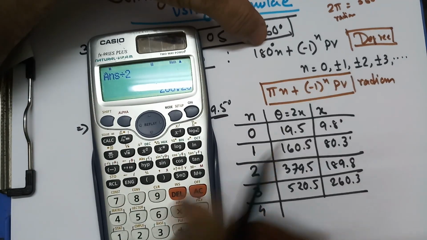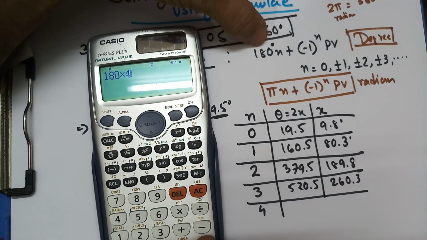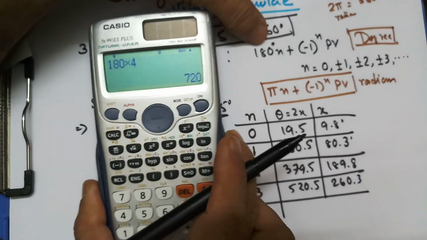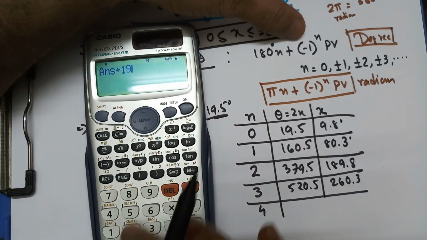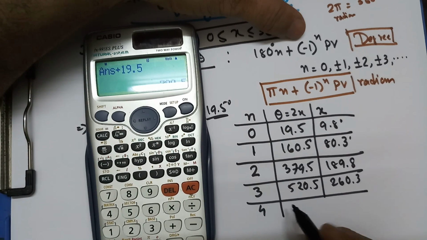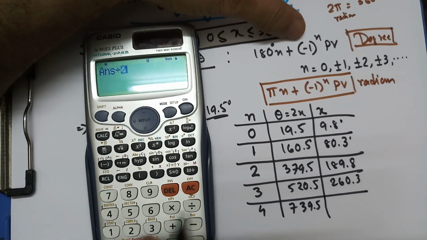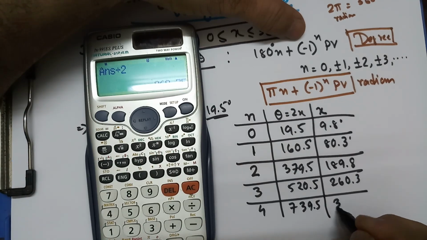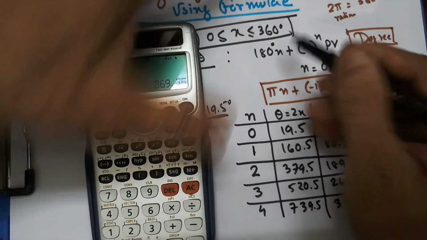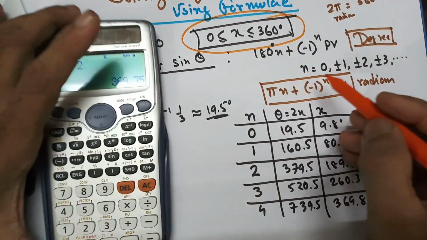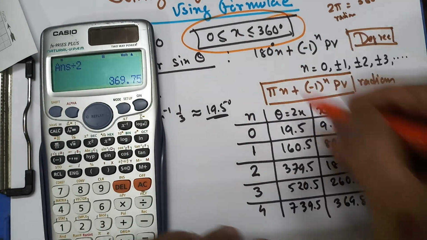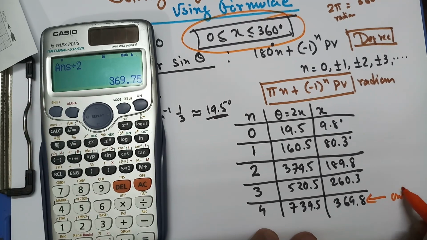Let's try another one, 4. Now, when I put 4, 180 times 4, that's going to give me 720. Then 4 is an even power, so this is going to be positive 19.5. So I'm ending up having 739.5 divided by 2, and that's 369.8.